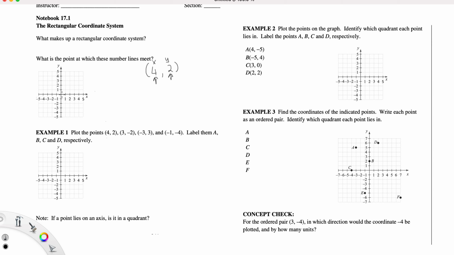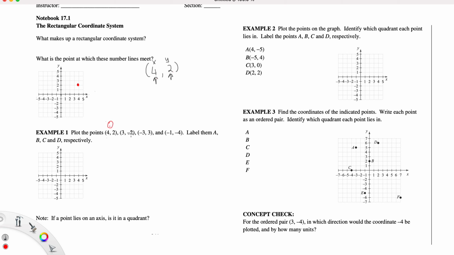The positive side of x is on the right side of 0. 0 is right here in the middle. And the negative side is on the left. The positive side of y is up and the negative is down. So to plot this, I am going to go 4 for x and 2 for y. 4 for x is here on the right, and then you don't stop there. You still have to go up 2 because it's positive. So there is my first ordered pair. That's our first one.